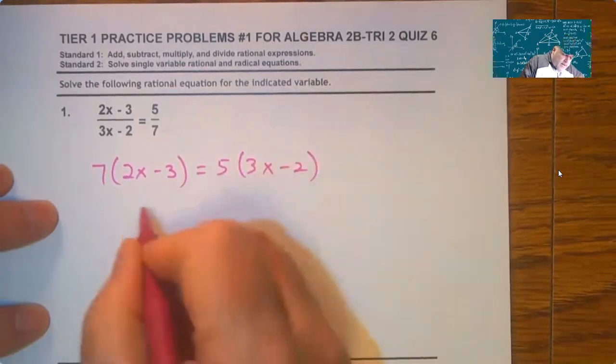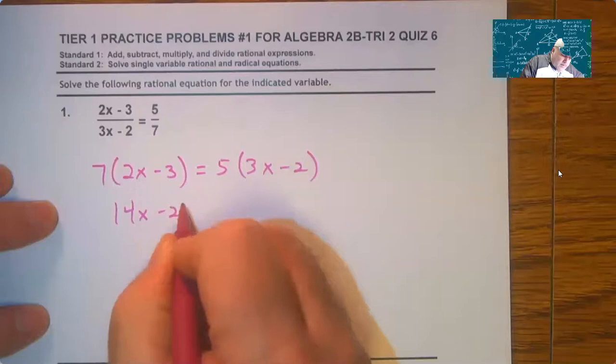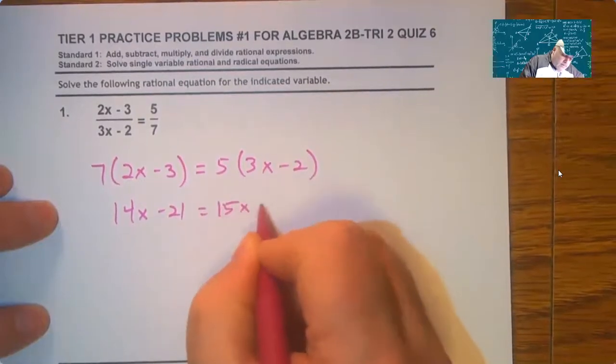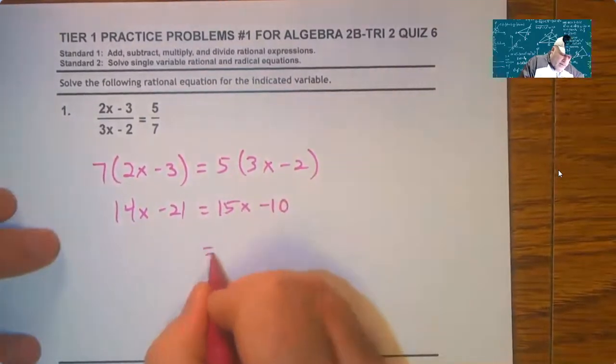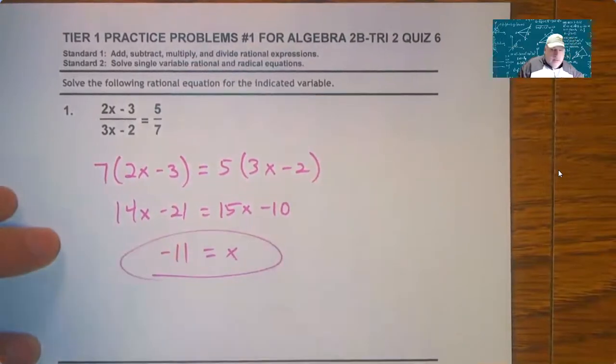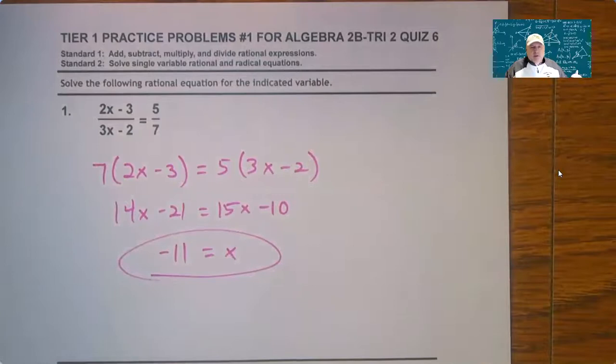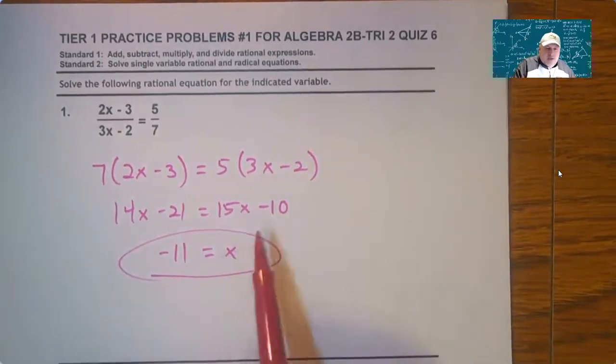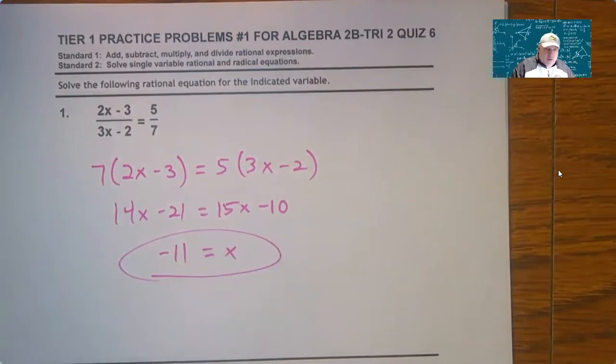I go very fast, and sometimes that's a bad habit. So make sure that you need to show the steps. But I can do the minus 14x on both sides and add 10. If you need to show that, show it.